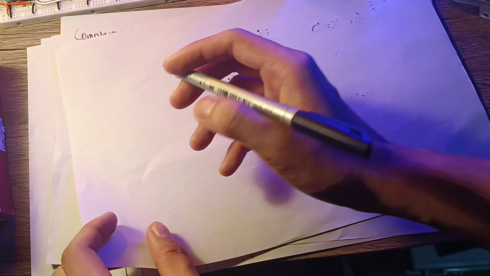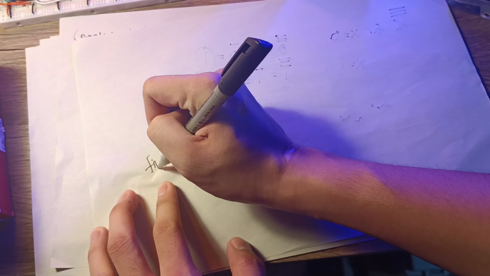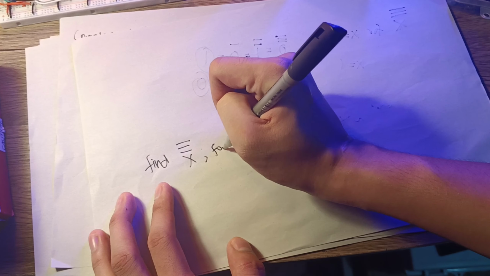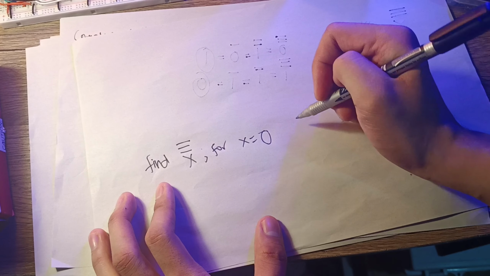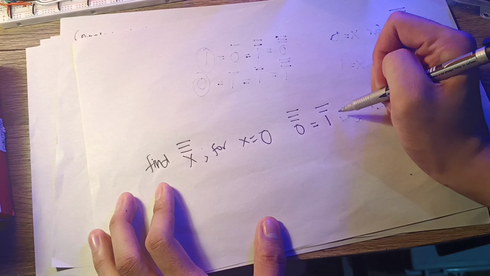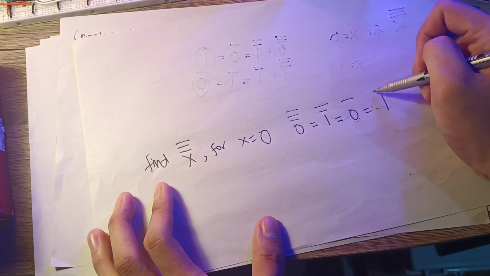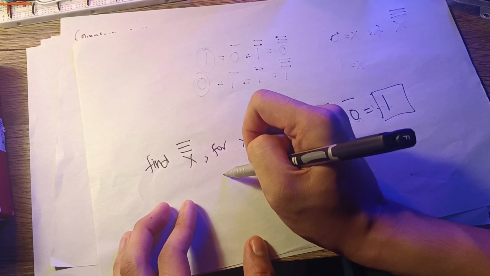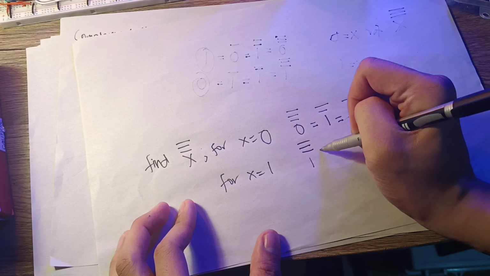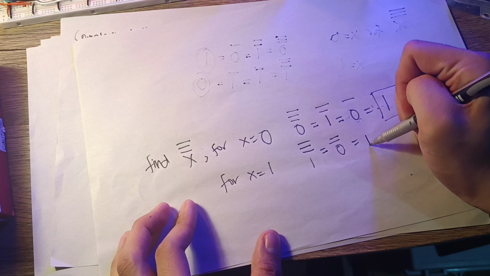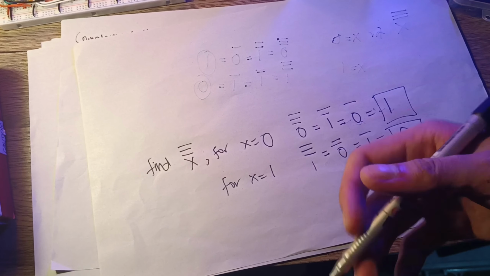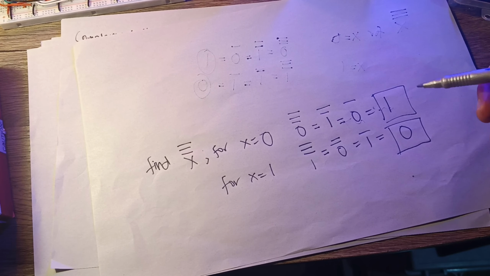For instance, we can find x triple bar for x equal to 0. So 0 triple bar is equal to 1 double bar, which is equal to 0 bar, which is equal to 1. Another example, for x equal to 1: 1 triple bar is equal to 0 double bar, which is equal to 1 bar, which is equal to 0. That is how the complementation works.